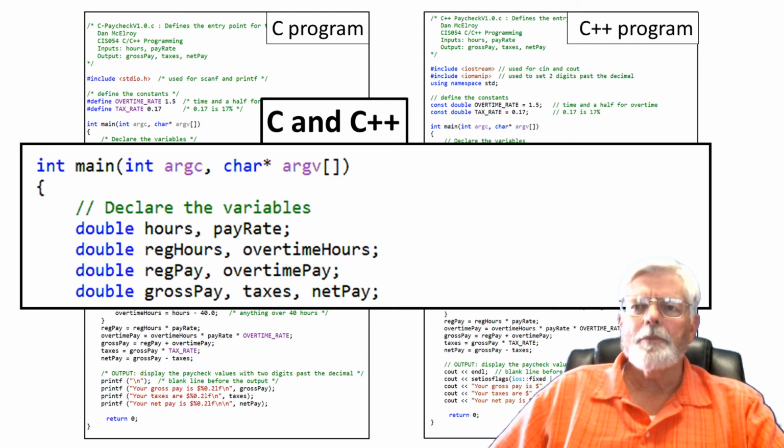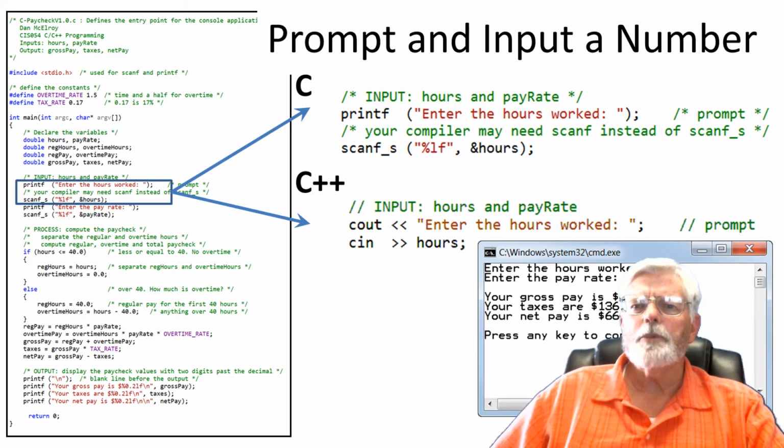The Paycheck program is using the double data type for all of its variables. This is the place in the Counting Change program where you need to define the int variables for the quarters, dimes, nickels, and pennies. You also need to define a double for the total. C programs use the printf statement to output to the console screen, and scanf or scanf_s to read from the console keyboard. C++ programs use cout to output to the console screen and cin to read from the console keyboard.